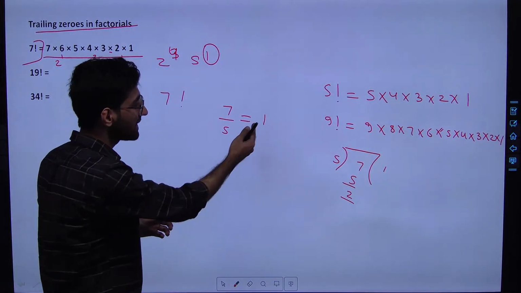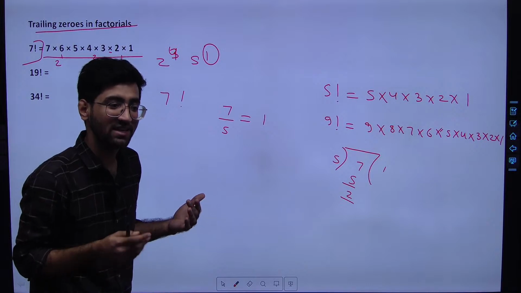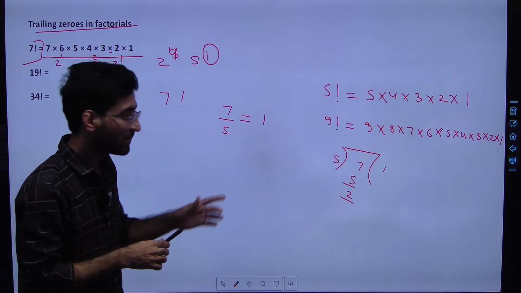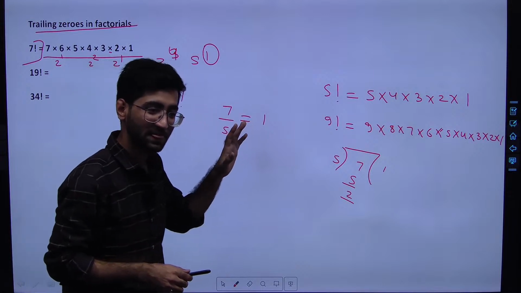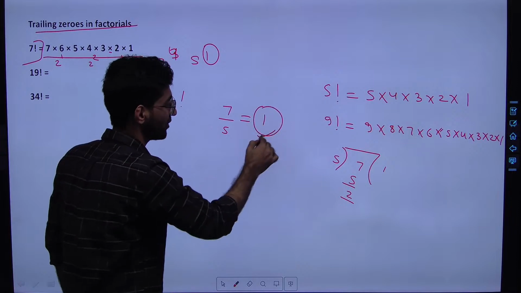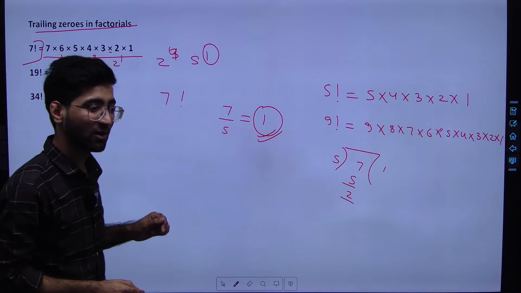So tell me, can you divide 1 by 5? No. Okay, you can divide 1 by 5, but you will get a value in decimal. But you can't divide 1 by 5 as a whole. So 1 is the number of trailing zeros.